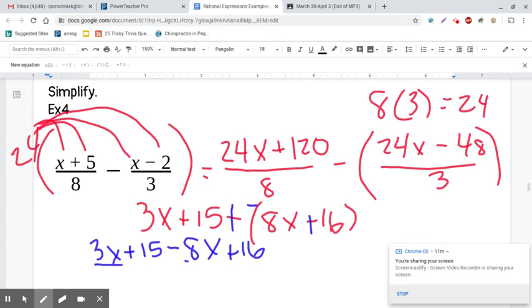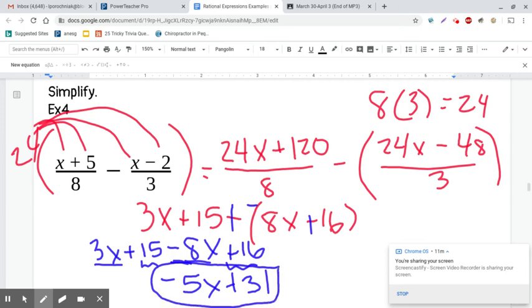Now, combine like terms. All right, 3x minus 8x, okay, there's a minus in front, gives us negative 5x. And 15 plus 16 gives us a positive 31. So your answer for this one should be negative 5x plus 31. Perfect. All right, last one.